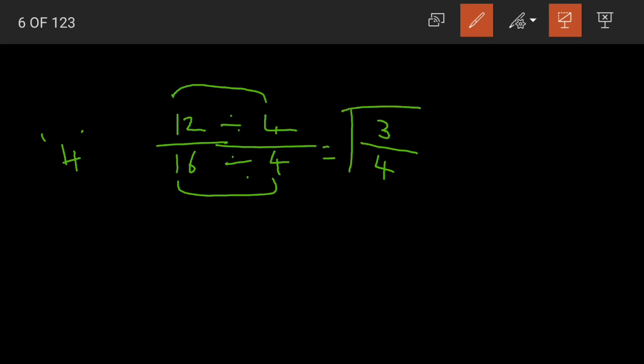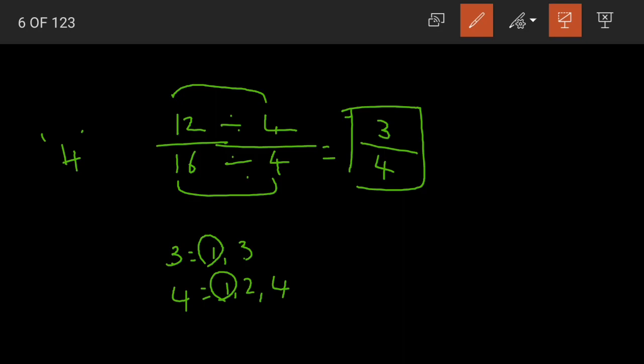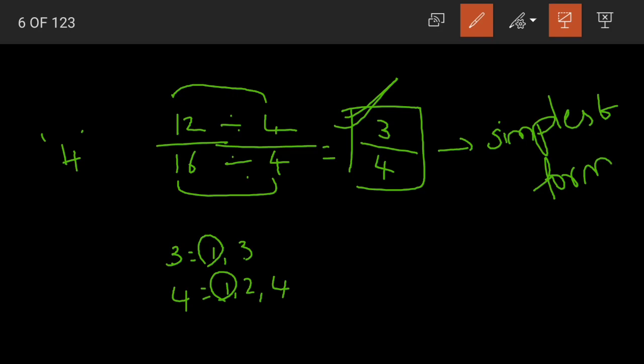So what is this 3 by 4? If you look at the common factors of 3 and 4, the factors of 3 are 1 and 3. The factors of 4 are 1, 2 and 4. The only common factor that they share is 1. So we can confidently say that 3 by 4 is the simplest form of the fraction 12 by 16.